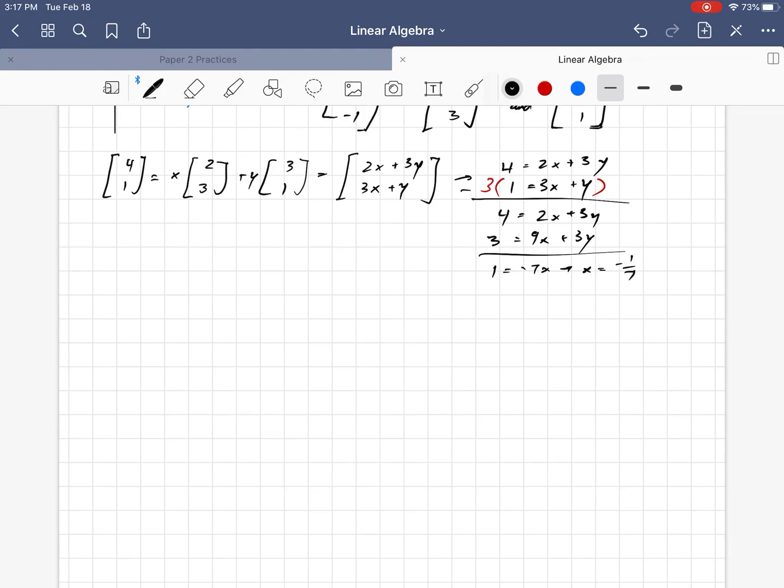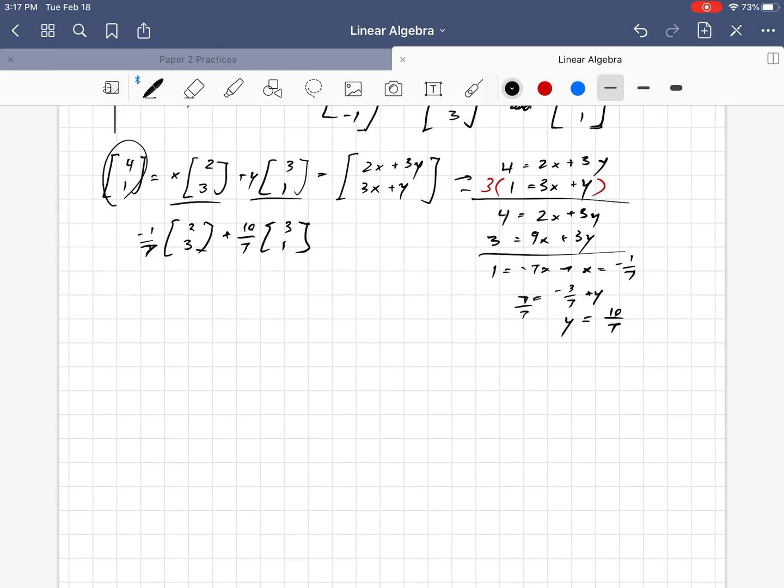And that would mean that 1 is equal to negative 3/7 plus y, or y is equal to, this is 7 over 7, so y would be 10/7. So yes, the vector 4, 1 can be expressed as a linear combination of the vector 2, 3 and the vector 3, 1, and namely that linear combination would be negative 1/7 times the vector 2, 3 plus 10/7 times the vector 3, 1.